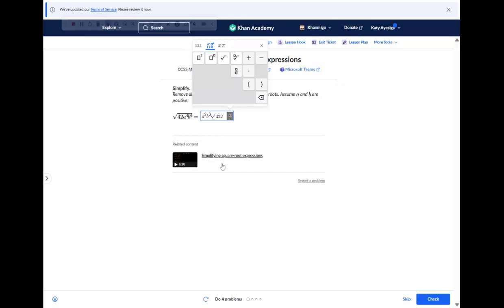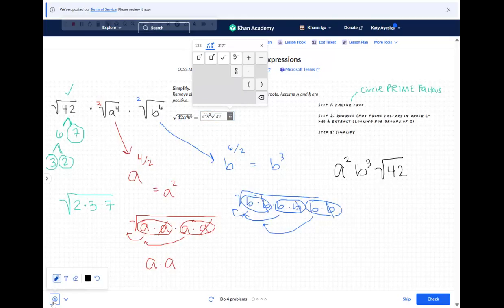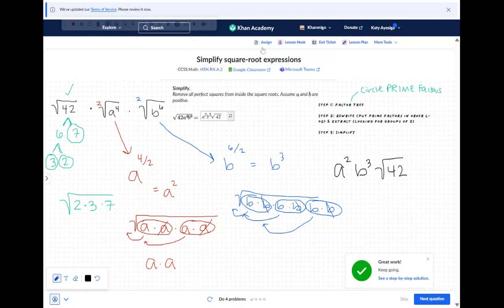Let me just double check. Yep, a squared, b cubed, square root of 42. You can say that we're multiplying right in between, but kind of like with coefficients, it's implied they're being multiplied, so Khan Academy should accept it. Hooray! So go ahead and have this open for reference while you're completing the rest of your Khan Academy homework.